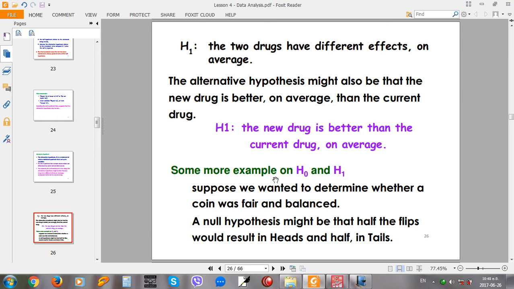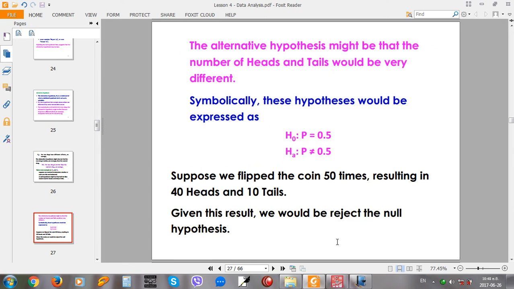Some more examples of null hypothesis and alternative hypothesis. Suppose we wanted to determine whether a coin was fair and balanced. A null hypothesis might be that half the flips would result in heads and half in tails. The alternative hypothesis would be that the number of heads and tails would be very different. Symbolically, this hypothesis would be H0, we can write this way, and HA we can write this way.